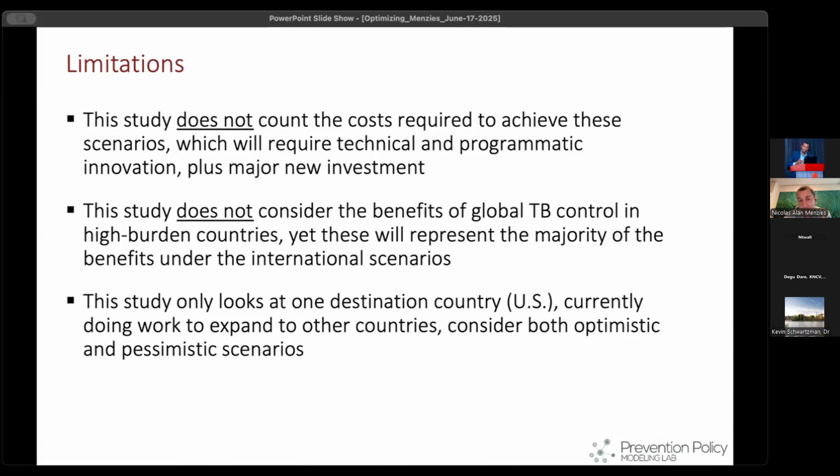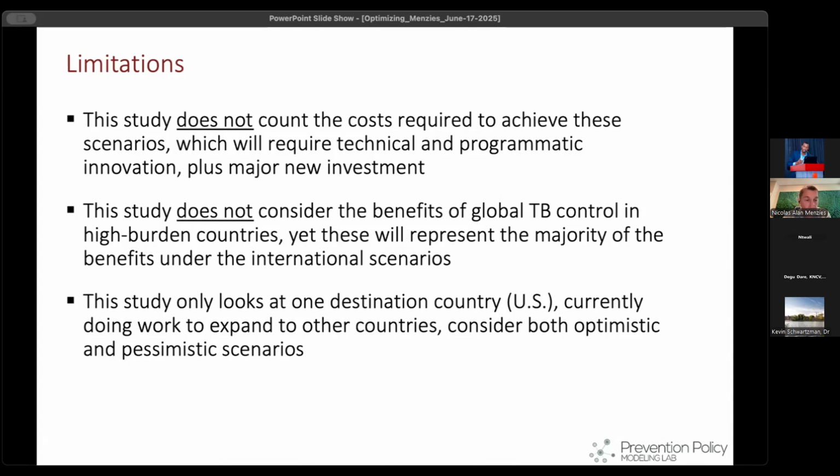These are outcomes that have been estimated by the Global Fund investment case and the economic modeling, or the financial modeling, that went alongside the development of the global plan. In addition, the study doesn't count the health benefits of achieving better TB control in high burden countries. This was really focused myopically on changes within the United States.